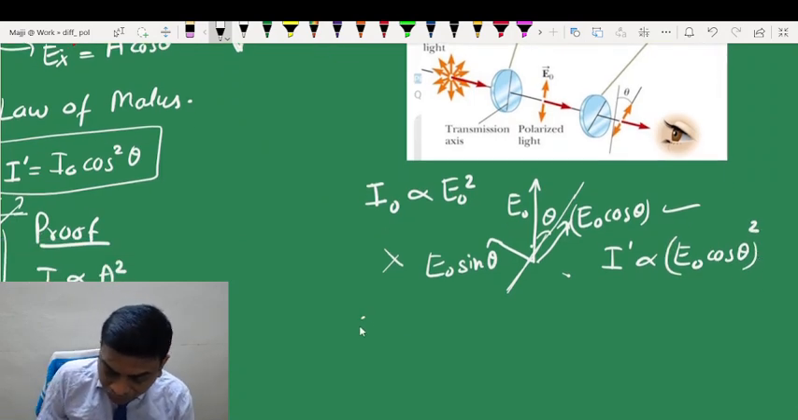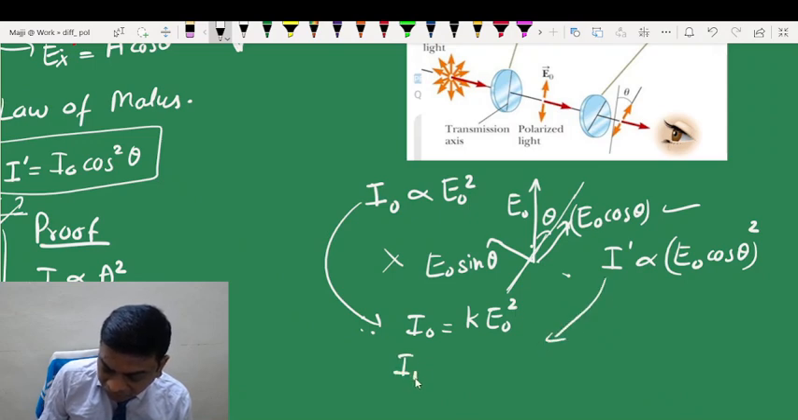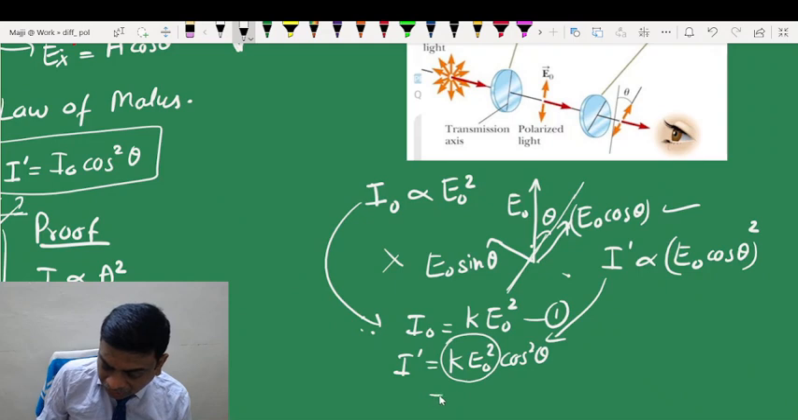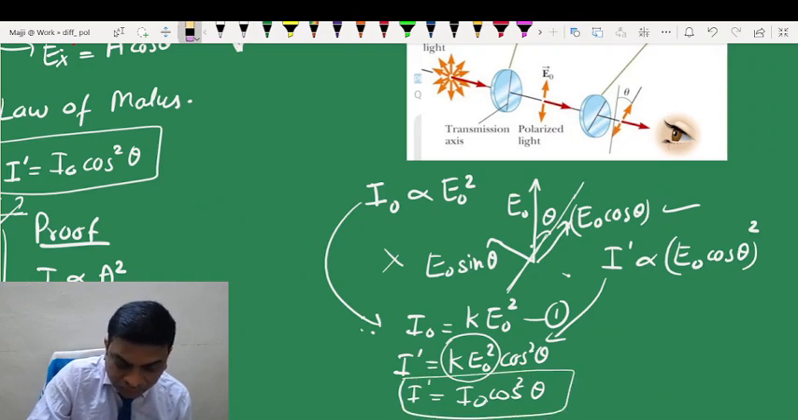So therefore from here we can write I naught is k times E naught square, and from here we can write I dash is k into E naught square into cos square theta. From equation 1, k into E naught square can be replaced by I naught. So we have I naught cos square theta. This is the law of Malus. I hope that is clear.